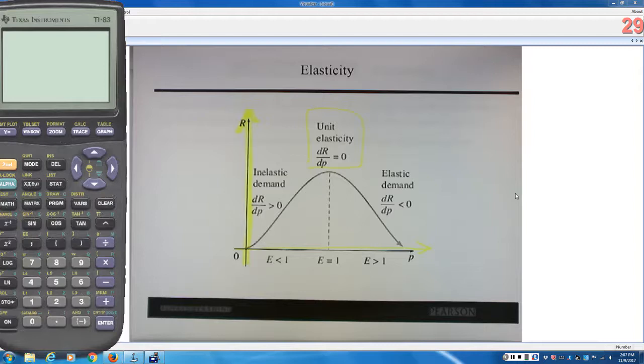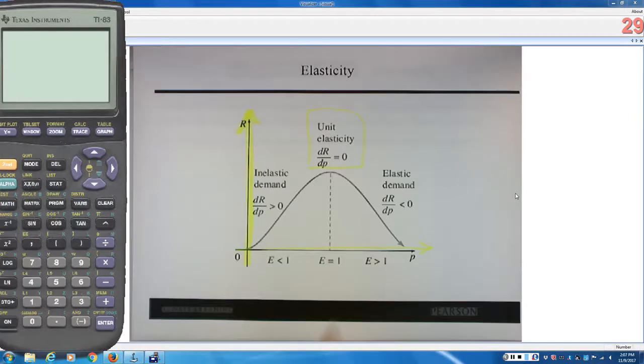Now, for those of you that have had province stats, this probably would remind you of a bell curve, and it actually is. It's like the normal distribution for province stats.